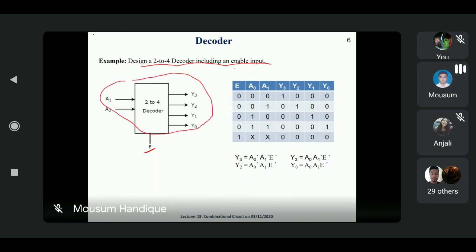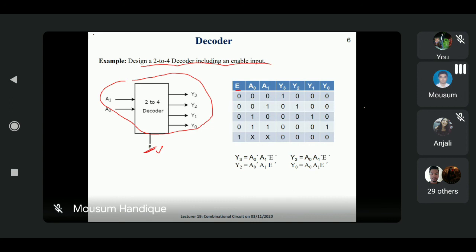After that, the question mentions that we are adding an enable input, so here we use one particular enable input. Now what is the behavior of this circuit? Remember, whenever we construct the behavior of any circuit, it is always represented by a truth table. Here E is the enable input, A0 and A1 are the inputs, and Y3 to Y0 are the outputs.